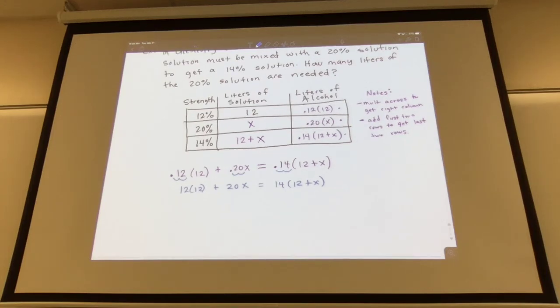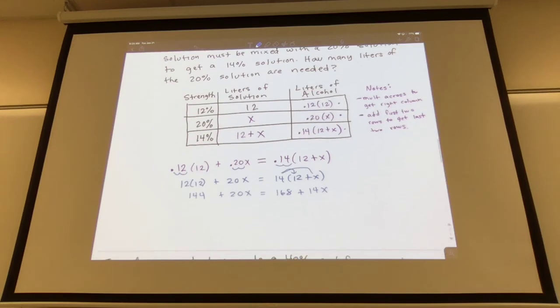Now we're solving for x. My left-hand side needs to be simplified. On my right-hand side, we're going to distribute: 14 times 12 is 168. And then 14 times x is going to be 14x. Left-hand side is good. Right-hand side is good. At this point, we're ready to start solving for x. So we want to move all the x terms to one side. So we're going to subtract 14x from both sides.